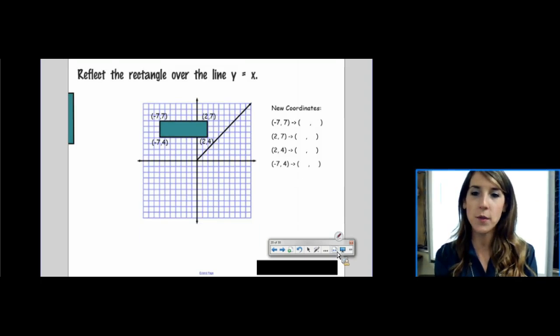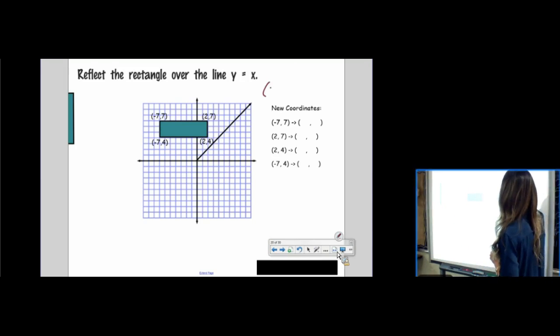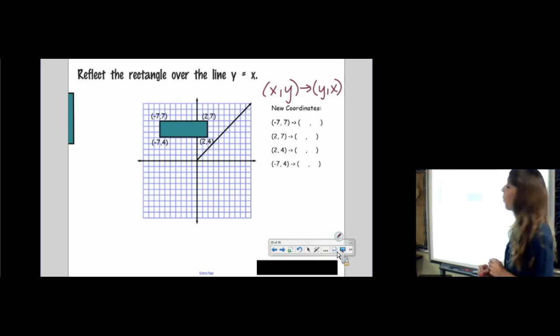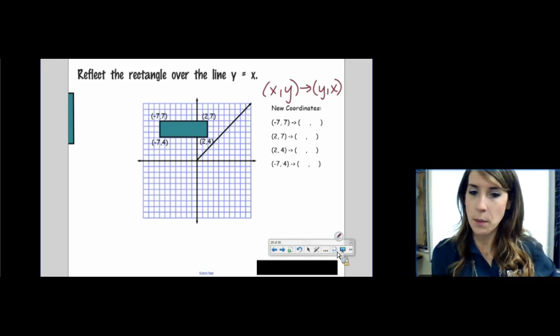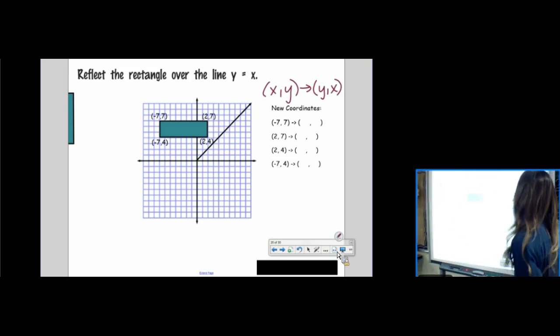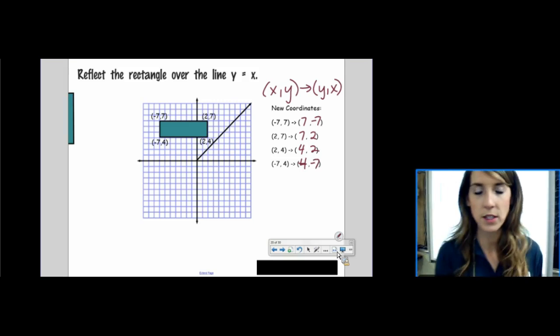Okay, so how might one go about this? Reflect this rectangle over the line y equals x. So let's use our brand new rule. Dust it off. What do we do? We go to our notes and we know x, y becomes y, x. So we just take the coordinates we are given and we pull a Freaky Friday. We trade places. 7, negative 7. I need to get a more relevant analogy. Okay. That looks like a negative 4, but it's just a 4.